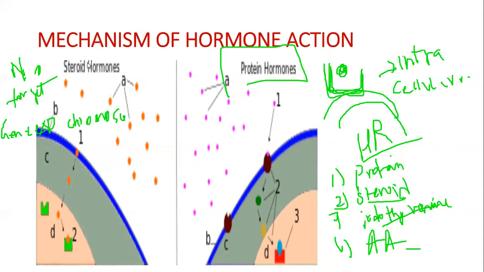So here what is happening, the hormone receptor complex is there in the target tissue, and there are 4 types: protein hormones, steroid hormones, iodothyronine hormones, amino acid derivatives. Whereas in steroid hormones, there is no interaction with the target cells or the membranes, and there is only gene expression and chromosomal function. Those are called steroid hormones.